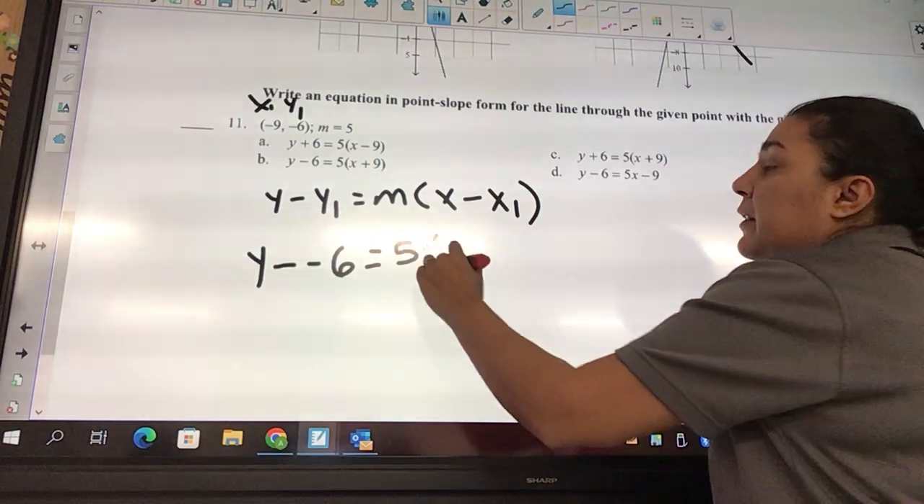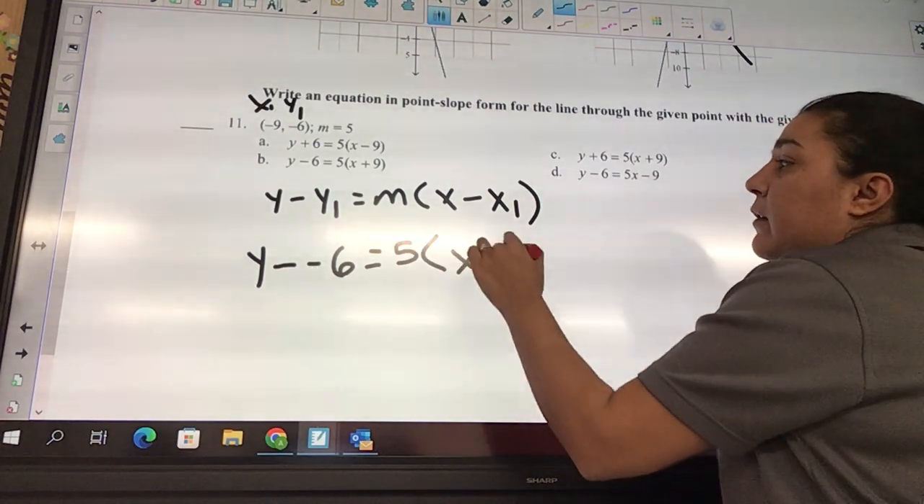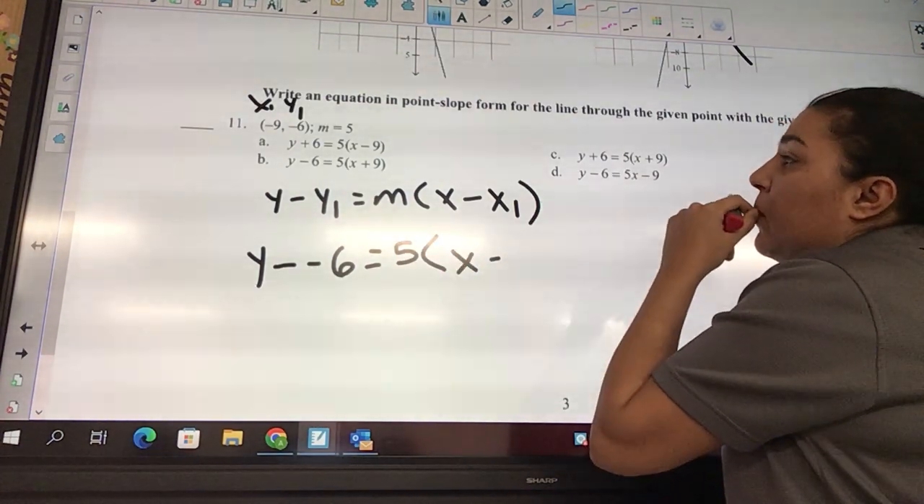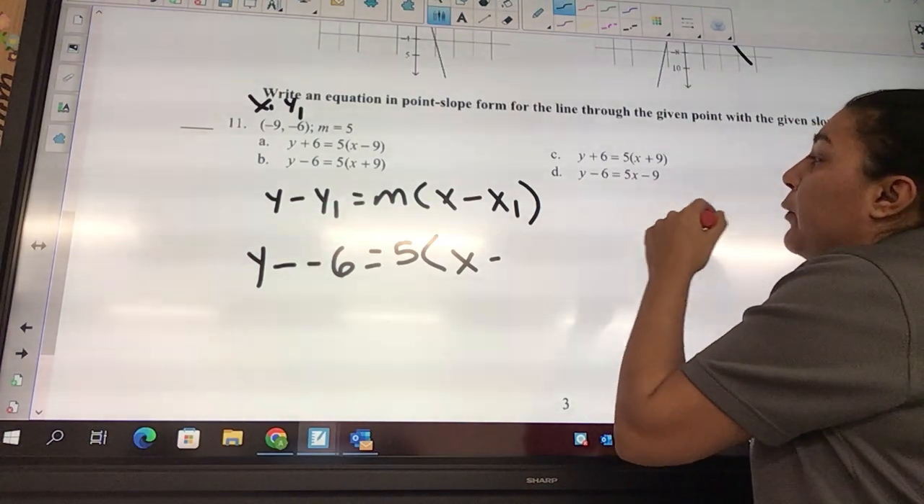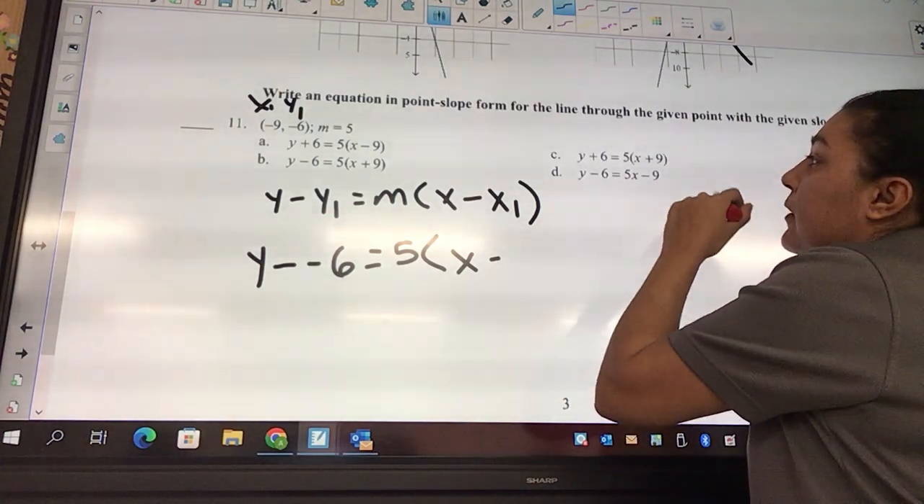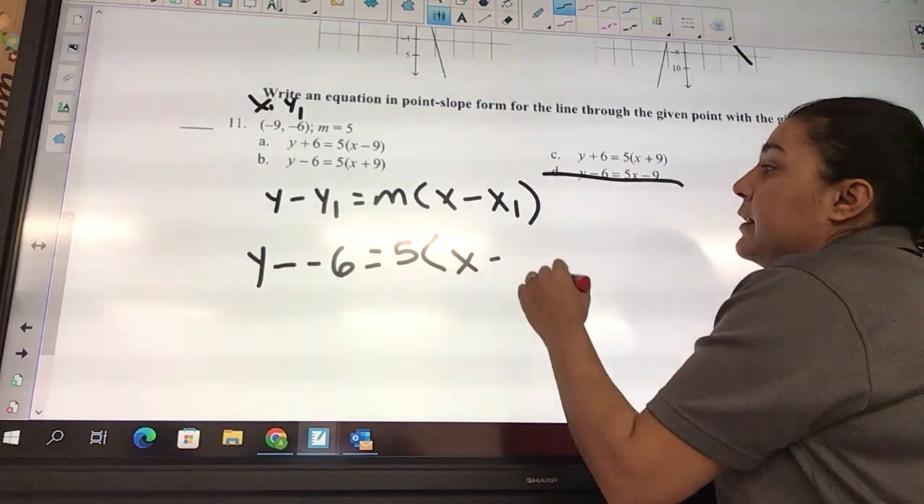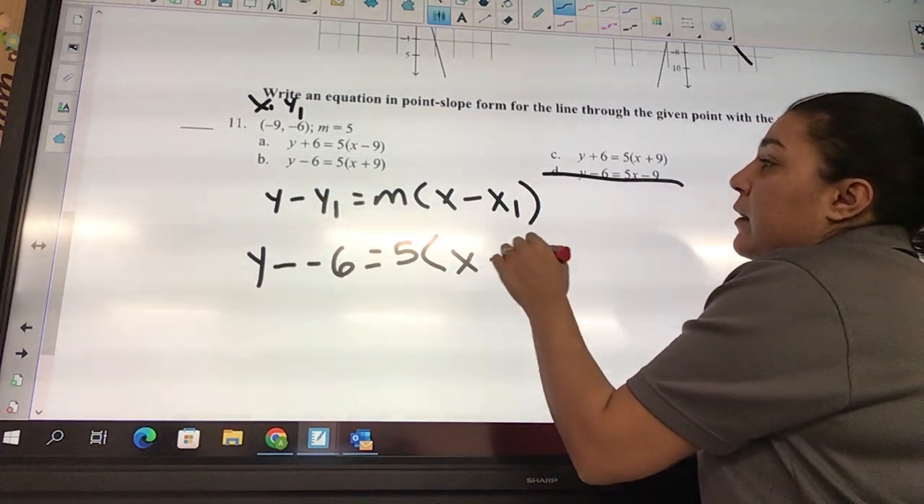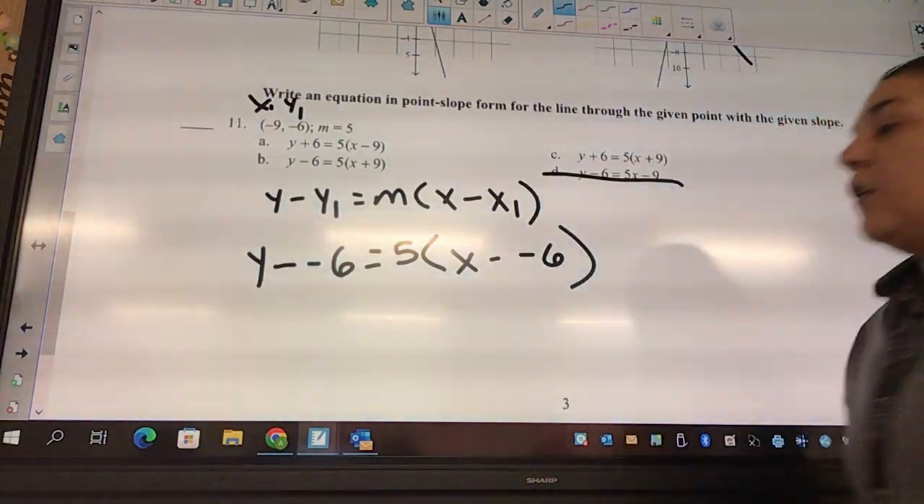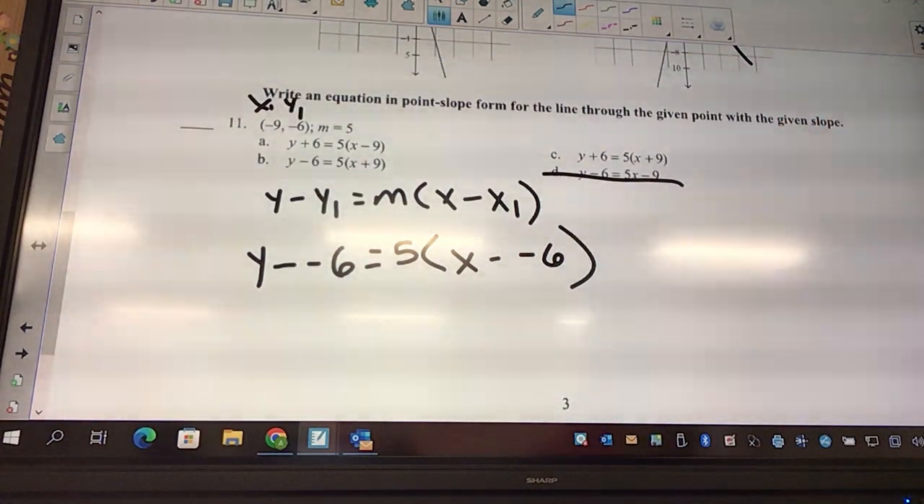5. Okay, is there anything you can eliminate from the get-go that doesn't look right? A and C. I would agree with that. D's got no parentheses. Okay, what do you do with a minus minus? Oh, it makes a positive. It'd be a positive.